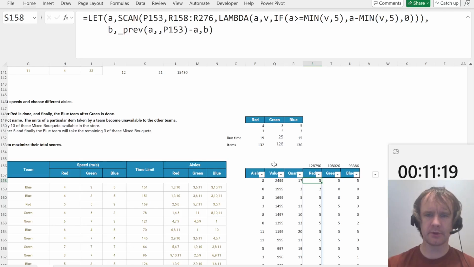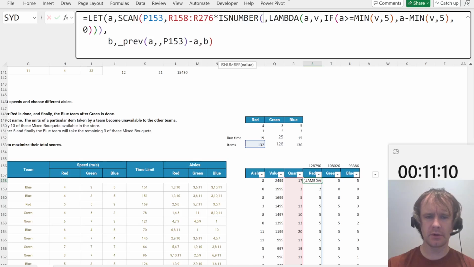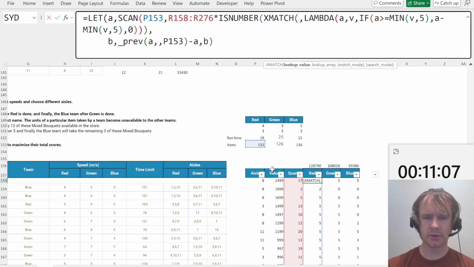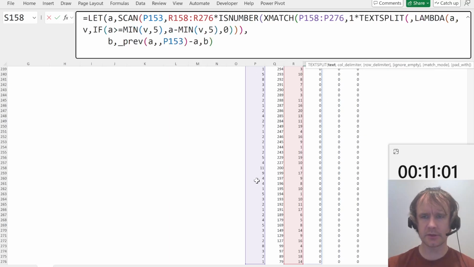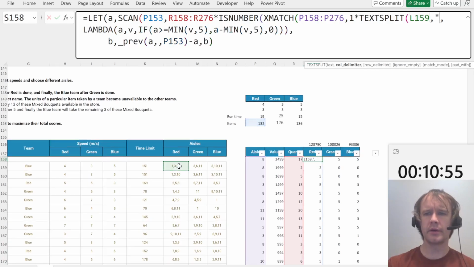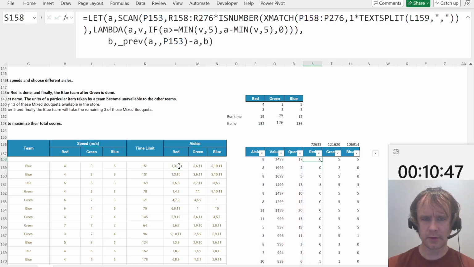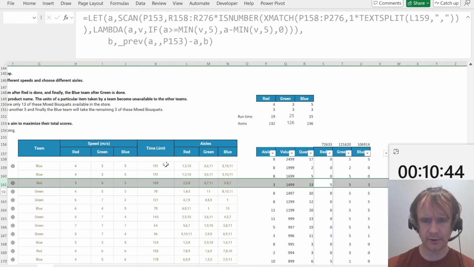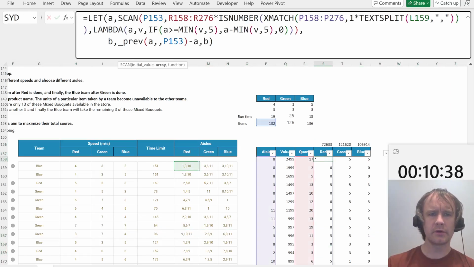So can I just multiply by, I think I can. Let's try. Let's say times is number, x match this against 1 times text split of this on a comma. That'll work. So red can shop in aisles 1, 3, and 10. So they're getting something in 3. Something in 3. Yep, that looks good. That seems like the right construction.